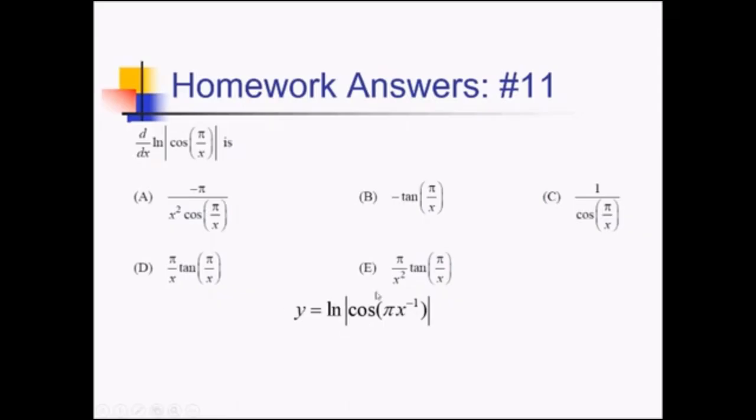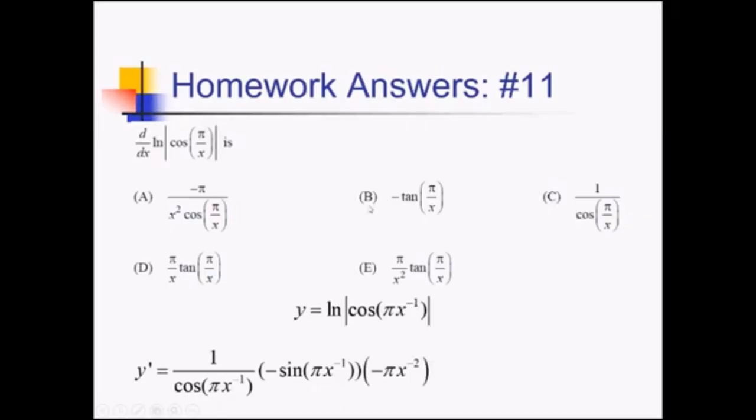So now let's start on the outside and work our way in. We start with the derivative of ln of something. So that's going to be 1 over the something, 1 over cosine of pi x to the negative 1, times the derivative of the next function in. So that's cosine of something. Derivative of cosine of something is negative sine of something. So negative sine of pi x to the negative 1. And then finally, we need the derivative of pi x to the negative 1. Using our power rule, that's going to be negative pi x to the negative 2.